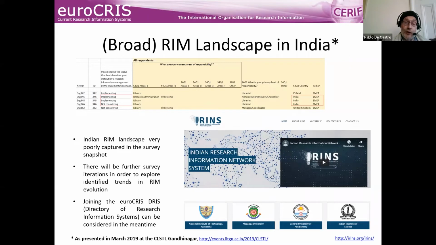And as mentioned here, there was a clear opportunity for IRINS implementations, which were only starting at the time, to join the Eurocris DRIS, the Directory of Research Information Systems I just mentioned. And there will be a further iteration of this global RIM survey as soon as we agree on the time schedule for this with our colleagues at OCLC. And of course, the representation from India will be much wider in this subsequent survey.